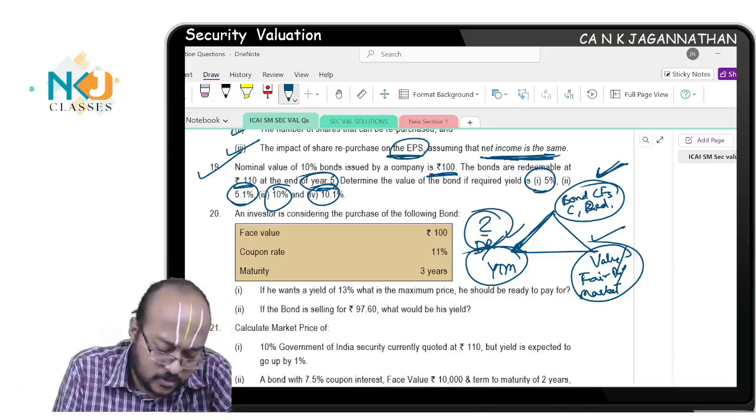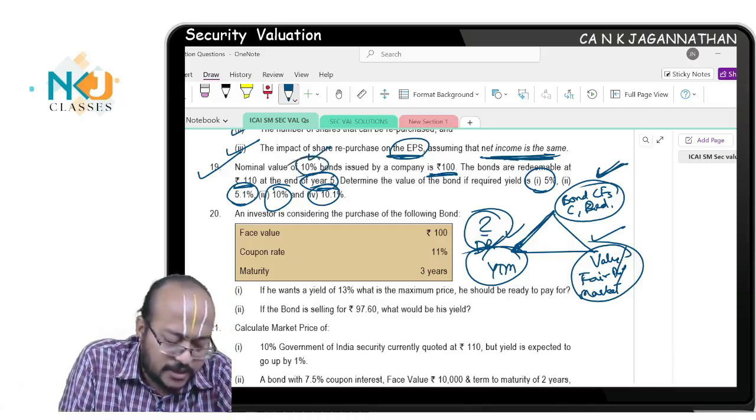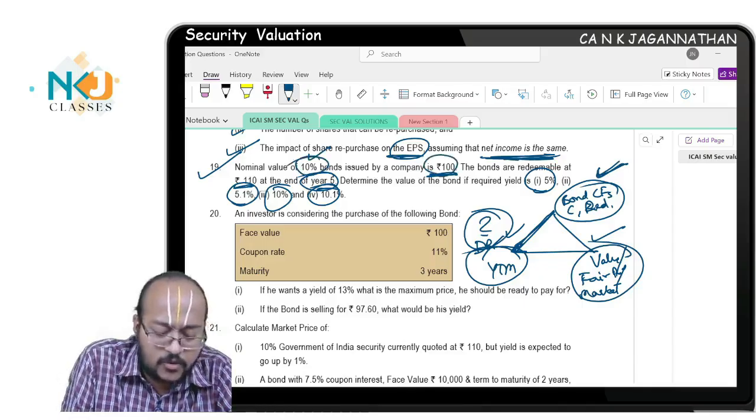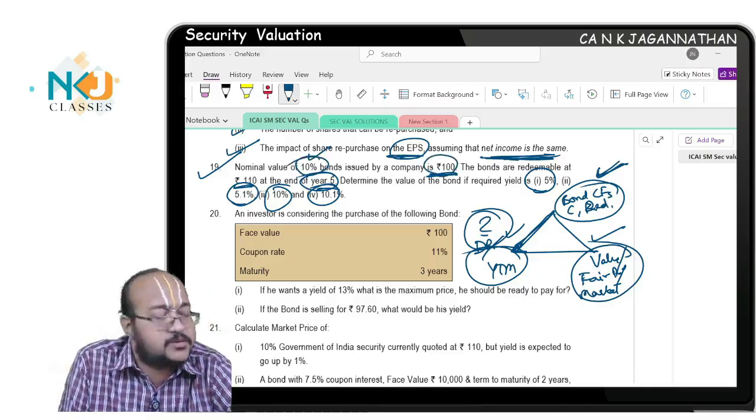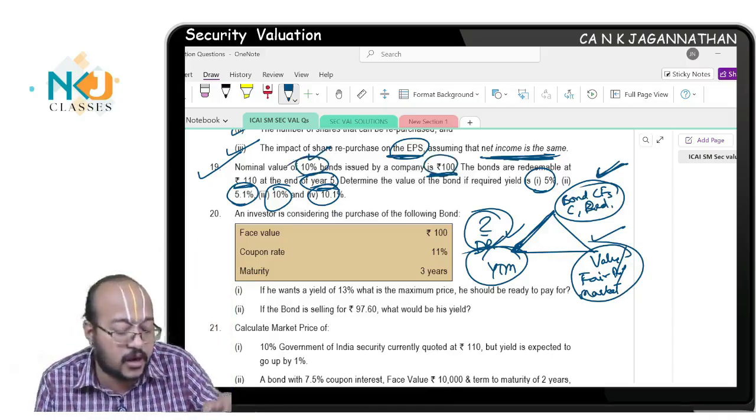Coupon you should apply on the face value. Coupon of 10% they have given. Now this is the coupon rate. You know the nominal value, the face value, is 100, at 10%. So 10 rupees is the coupon. 10 for 5 years you will receive. At the end of the 5th year, redemption.